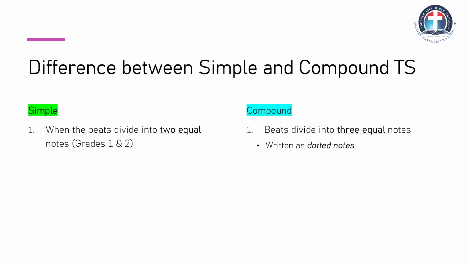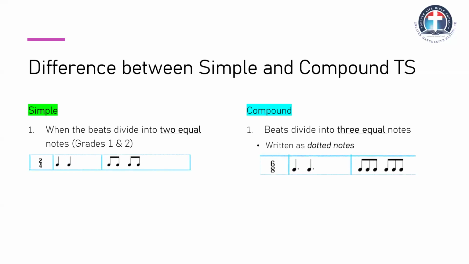Some of you said 4 crochet beats in a bar, 3 minim beats in a bar. So you see, you are using the standard crochet or the standard minim or the standard quaver notes. But in compound time signature, you have to use dotted notes. You have to write your time signature as dotted notes. Let's look at some examples here.